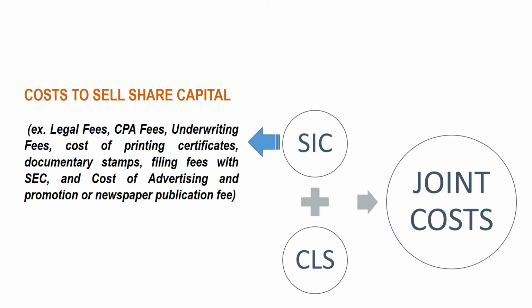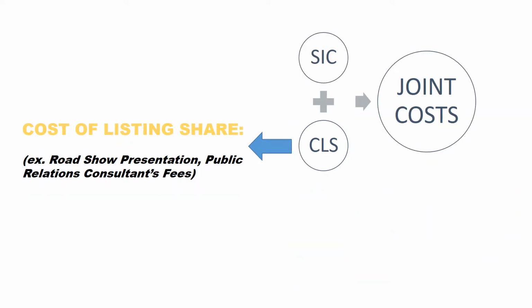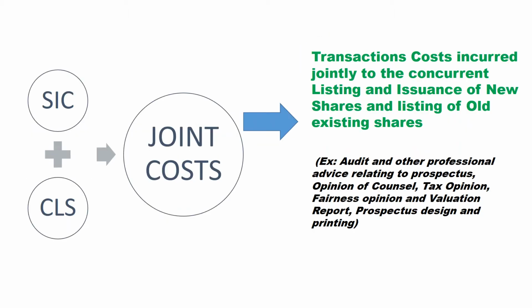Share issuance costs are direct costs to sell share capital, which normally include legal fees, CPA fees, underwriting fees, cost of printing certificates, documentary stamps, filing fees with SEC, and cost of advertising and promotion or newspaper publication fee. Cost of listing shares include roadshow presentation and public relations consultants' fees. Examples of joint costs are audit and other professional advice relating to prospectus, opinion of counsel, tax opinion, fairness opinion and valuation report, prospectus design and printing.